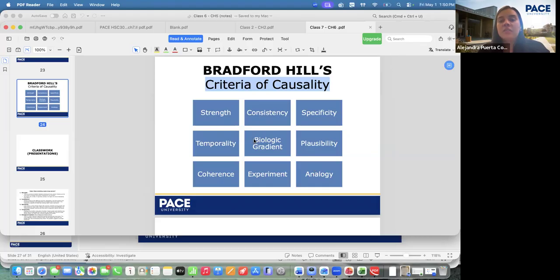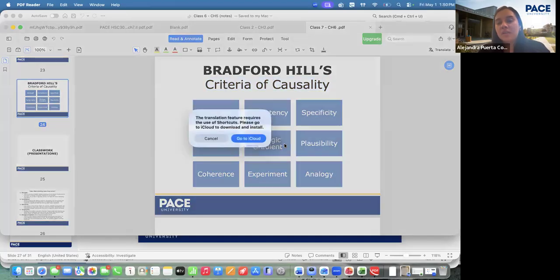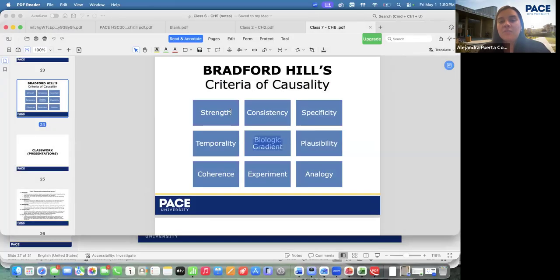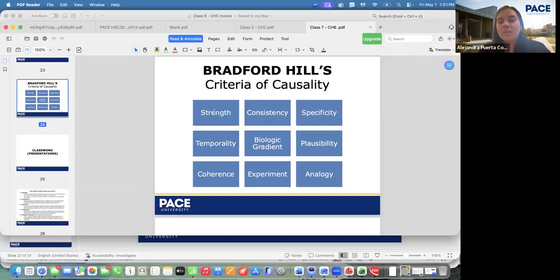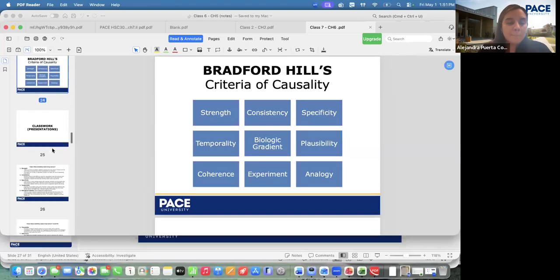So if it's because of the dose response, that's a biological gradient. If it's because the odds ratio is very high, that would be strength. If it's because the same results have been shown all over the world, that's consistency, right? If it's because there's a very specific association between an exposure and an outcome, let's say asbestos and lung cancer, that would be specificity, right? Okay.